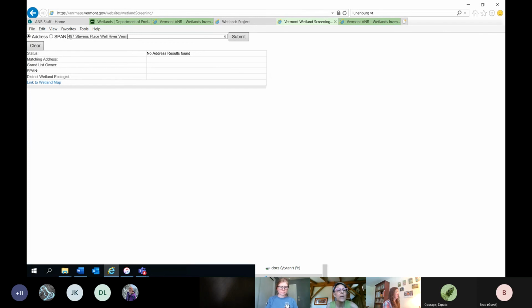It's Wells, with an S, River. Sometimes if there isn't an assigned number, this is an undeveloped parcel. There's a former B&B on it, and a garage. Is Wells River the actual town name? It's actually in Newbury. Okay, let's try that.